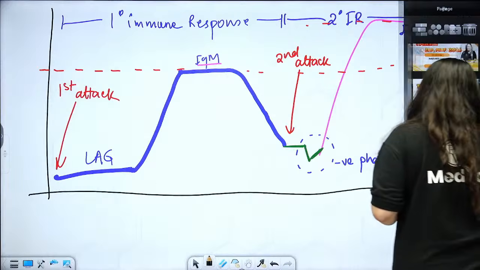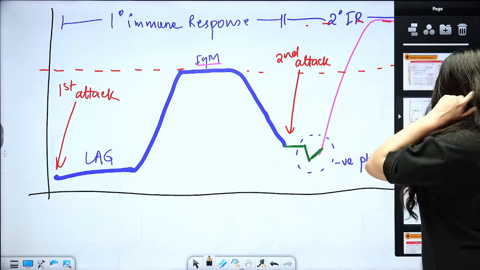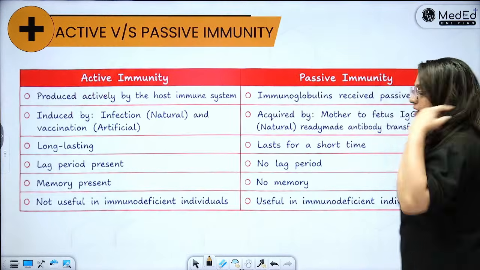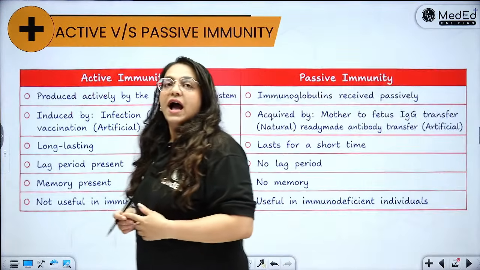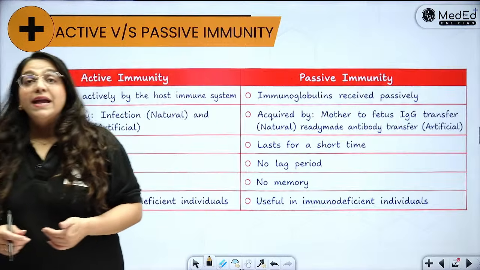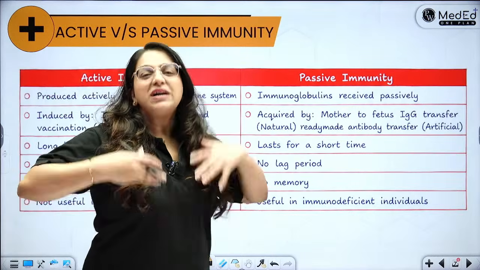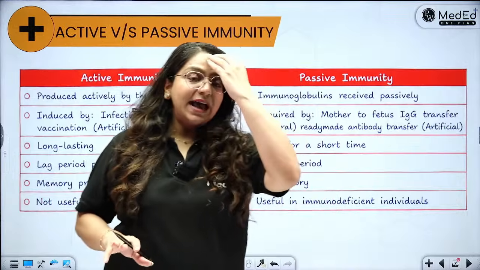Let's move on to the next one. What was the next topic? It was active versus passive immunity. Yes, active versus passive. I have always told you what is active immunity. It is the immunity in which my body has to work hard. So when does my body have to work hard?